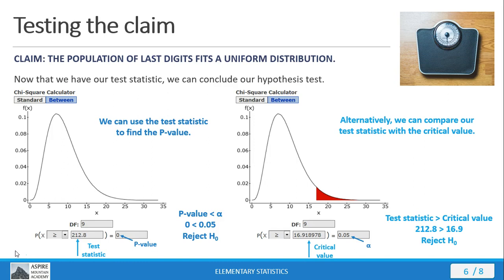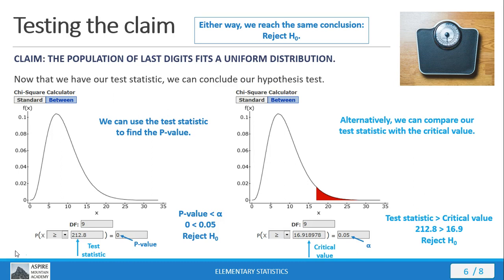So we're well to the right of our critical value, well within that right tail of our distribution. Therefore, we're in the region of rejection. We reject the null hypothesis. Either way, we get the same conclusion: reject the null hypothesis. And of course, when we reject the null hypothesis, there's always sufficient evidence.